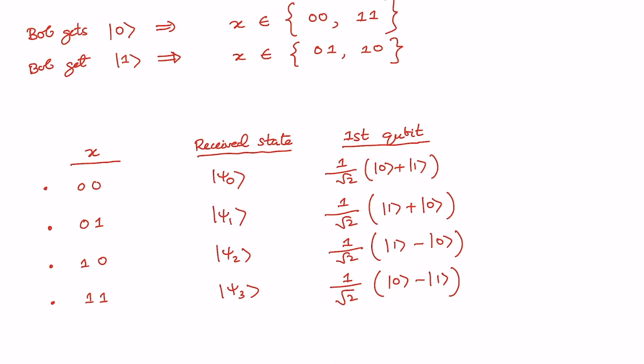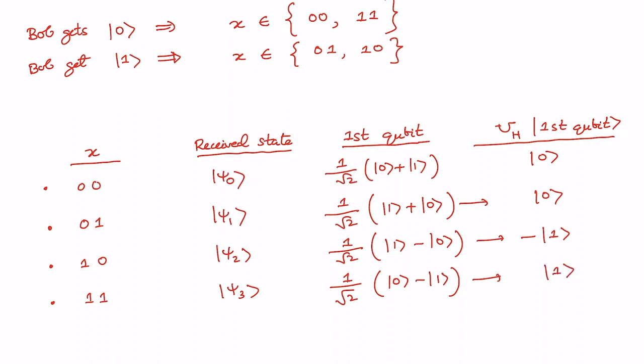Now, Bob is going to make a measurement on the first qubit. So if he makes the Hadamard operation, then this first qubit will turn to |0⟩ in this case. And here this qubit will turn to |0⟩. And here this qubit will turn to, with a sign change, |1⟩ with a minus sign. And then lastly, this one will turn into |1⟩.